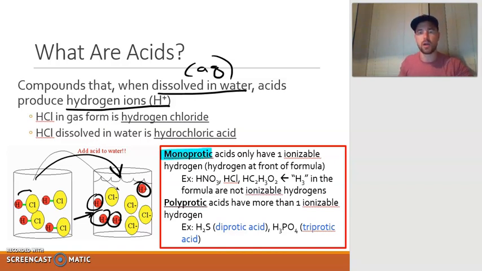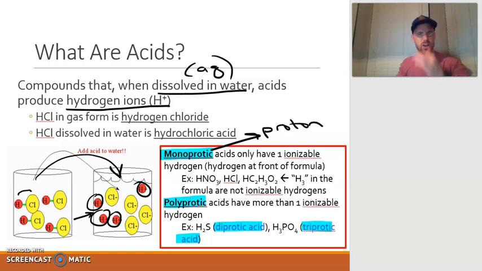Now there are two terms we want to be familiar with as we start talking about acids. There are monoprotic acids and then polyprotic acids, specifically diprotic and triprotic. What does all that mean? Well, hopefully you're familiar with the prefixes mono, poly, di, and tri. But what does protic mean? Protic actually comes from the word proton. Why are we talking about protons when it comes to acids? Well, let's think about this.